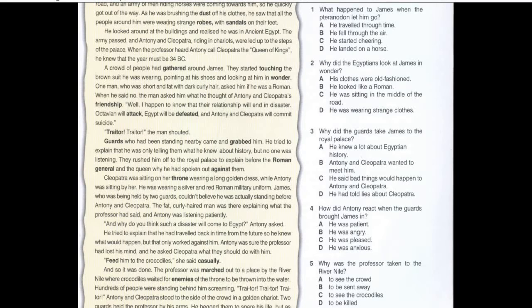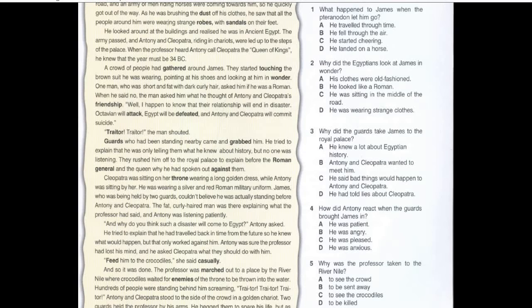A crowd of people had gathered around James. They started touching the brown suit he was wearing, pointing at his shoes and looking at him in wonder. One man, who was short and fat with dark curly hair, asked him if he was a Roman. When he said no, the man asked him what he thought of Antony and Cleopatra's friendship. Well, I happen to know that their relationship will end in disaster. Octavian will attack, Egypt will be defeated, and Antony and Cleopatra will commit suicide. Traitor! Traitor! The man shouted.